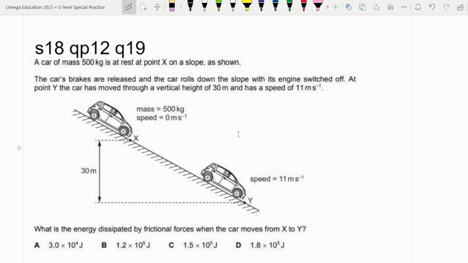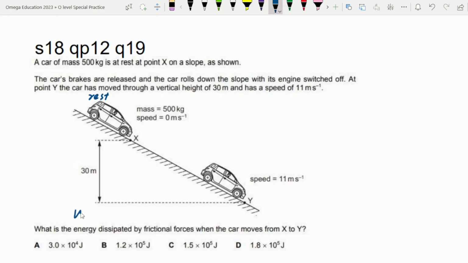Once again, we're moving from a higher point towards a lower point. I'm going to take a look at the diagram, and we can see we are starting from rest because the initial speed is 0 and the final speed is 11 meters per second. The vertical height is 30 meters. The distance covered is not given from x to y. We don't know how much distance is covered. What is the energy dissipated by friction forces where the car moves from x to y?